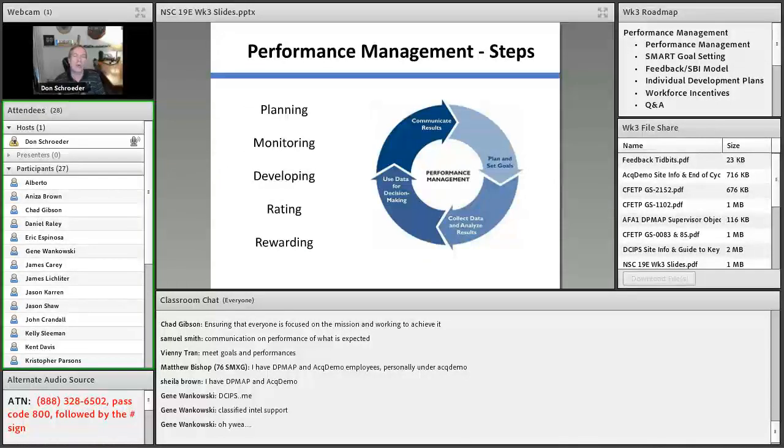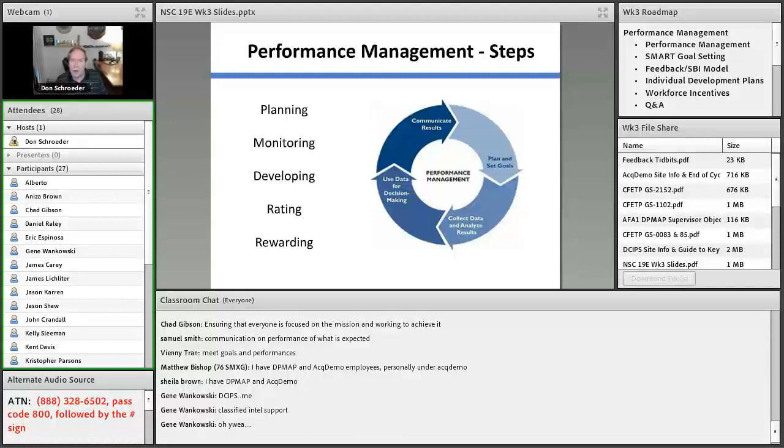Of course, we've got our steps involved in performance management: planning, monitoring, developing, grading, rewarding. You see up there on the screen. And you notice by the graphic that the circle doesn't seem to end. That's because the system never ends. Seems like we're always planning something, or we're hoping to be planning something, because if we don't plan it, it may not happen, or if it does happen, it may not be how we wanted it to happen. So normally we're planning something.